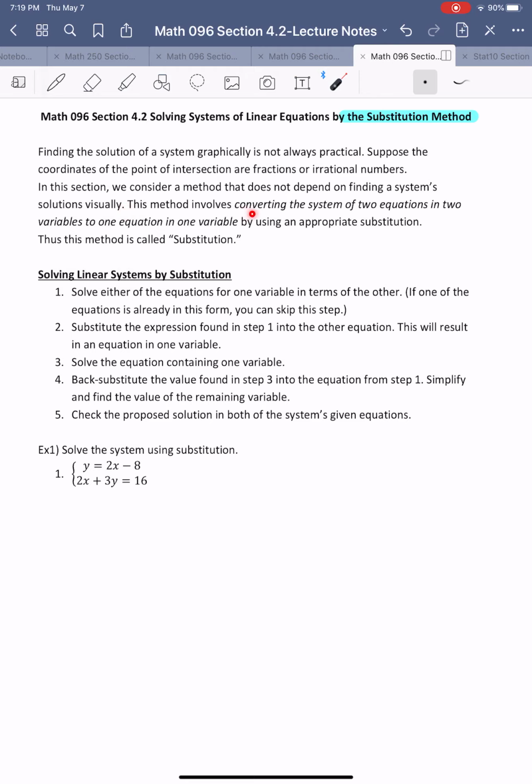This method involves converting the system of two equations in two variables into one equation in one variable by using an appropriate substitution. Thus we call it substitution. So, solving a linear system by substitution.